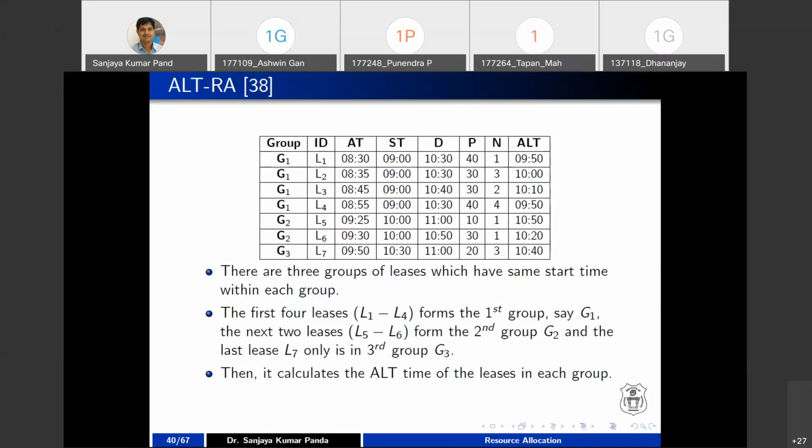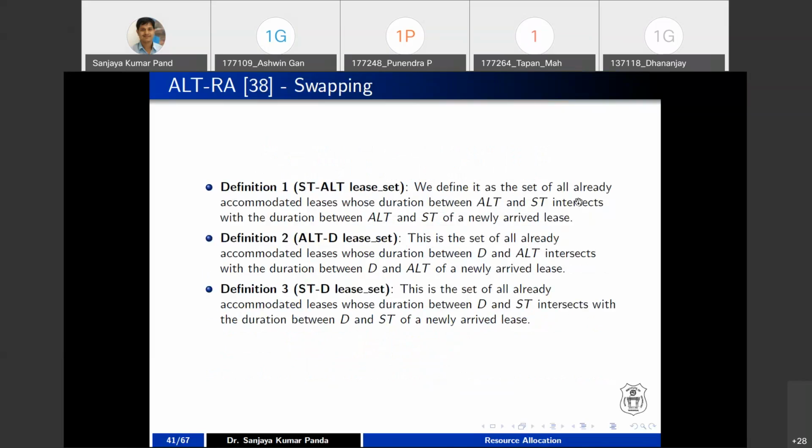Why are we making groups? Because you have seen in the DPS algorithm they are also forming groups and comparing with each other. If a newly arrived lease is not able to be accommodated, then what do they have to do? They have to take the help of these sets in order to assign the leases to the cluster of resources, subject to the condition that a lease which is already accepted will remain accepted after the rescheduling. So between the start time and alert time we are forming one group, between alert time and deadline we are forming another group, and within the start time to deadline we are forming another group.